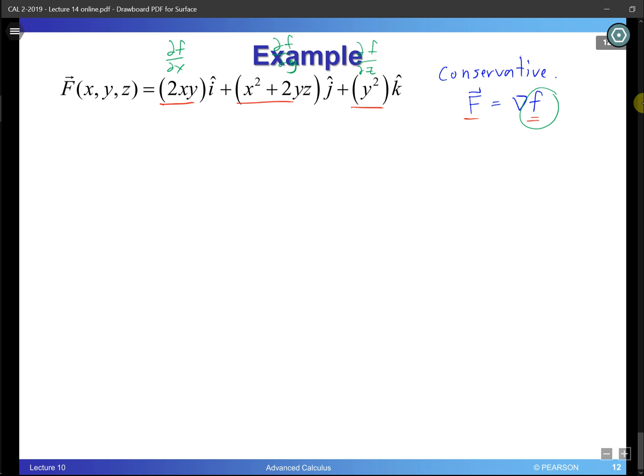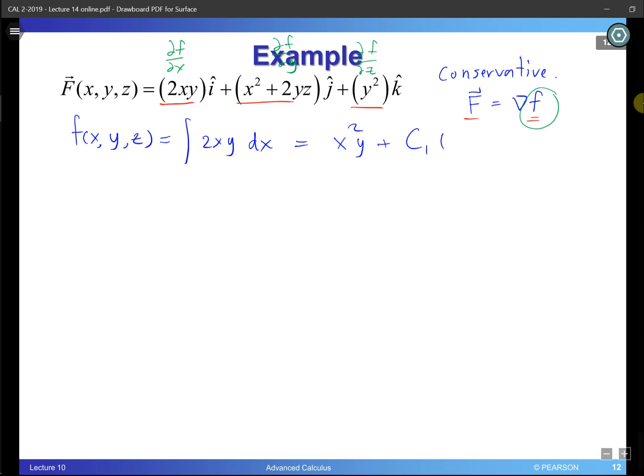I am going to integrate. So the first thing we need to do is to find the first version of f(x, y, z). It's going to be the integral of the first term, 2xy, with respect to x, and let's find out. This is equal to x squared y, but this is an indefinite integral, which means that you get a constant out of that first one, and this constant can have the variables that you didn't perform the integration on, so it can have y and z in there.